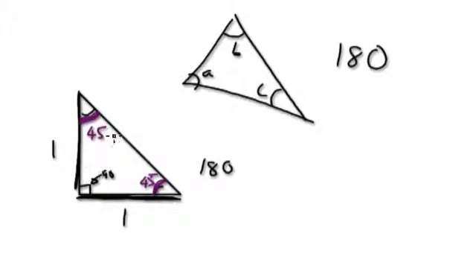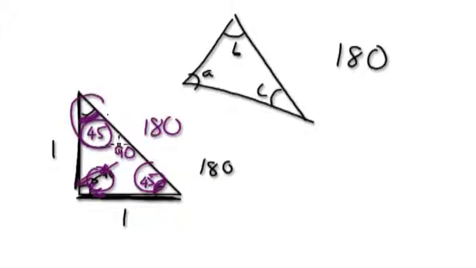Because if you think about it, if you add up all the angles, it must come up to 180 degrees. Well, this is already 90. So if you take 180 and take away this angle here, what's left will be 90. Well, 90 divided by 2 must be 45. So this angle here must be 45. It can't be anything else.